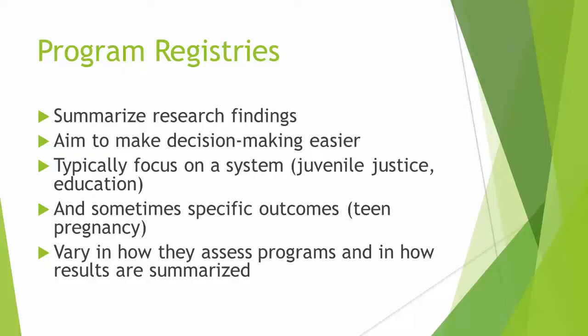Often these program registries focus on a particular system area, like juvenile justice, child welfare, or education, and others focus on specific outcomes, like teen pregnancy or homeless and runaway youth. Generally, each program registry is somewhat unique in its rating system, although most of them now require a rigorous level of research on a program in order to be included. I'm going to review a few of the most commonly used registries and highlight unique pieces of information that they provide.